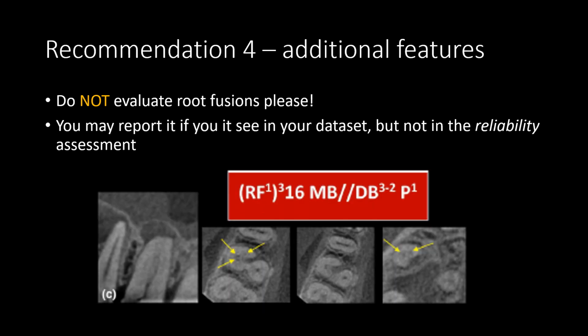By that same logic, we also don't want to evaluate root fusions, please. Not for the reliability data. If you do see a true fusion in your data set, you can report it in that data set, but please don't do it for the reliability assessments. Because, to be honest, I didn't find any root fusions there. But we can beg to differ, and that's okay as well. If you really do feel that it's there, I guess you can say so, but please don't report it in the reliability codes.